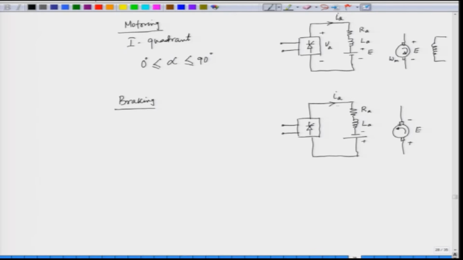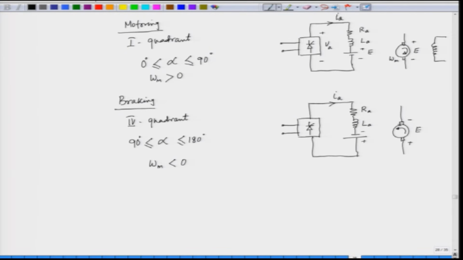Thyristor can only take current in one direction. So, here this is braking because the back EMF has reversed. In other words, the motor is supplying the energy, the back EMF is giving this energy. So, this happens in fourth quadrant. So, what is the value of alpha here? Alpha is operated beyond 90 degree. So, this is 90 to 180 degree, and here the speed is negative. So, omega m is positive for motoring, and omega m is negative for braking.